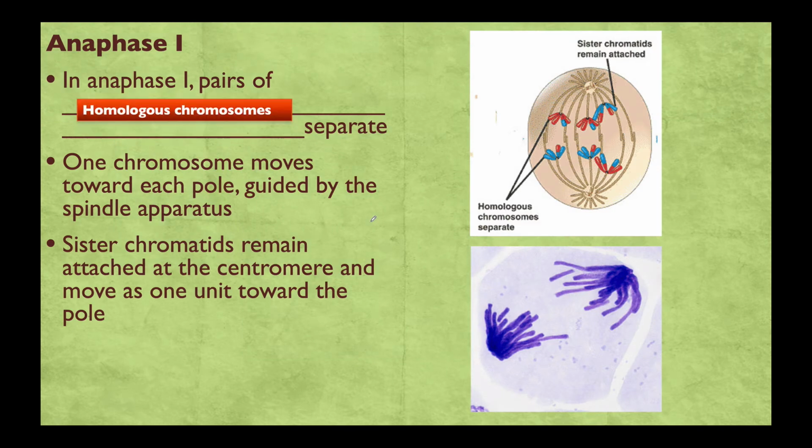Okay, so in anaphase, pairs of homologous chromosomes separate. One chromosome moves towards each pole, guided by the spindle apparatus. Sister chromatids remain attached at the centromere and move as one unit towards the pole. There's a nice picture of it there.